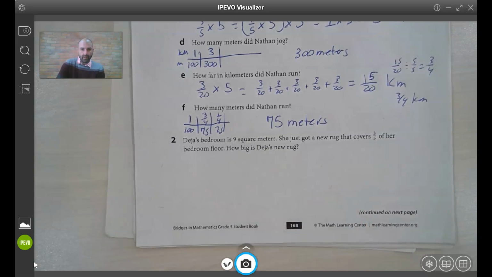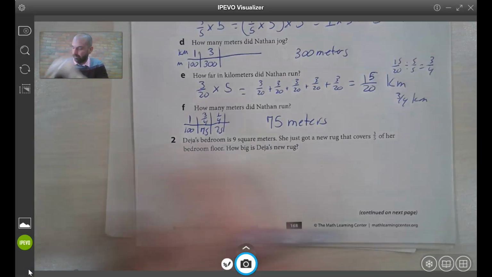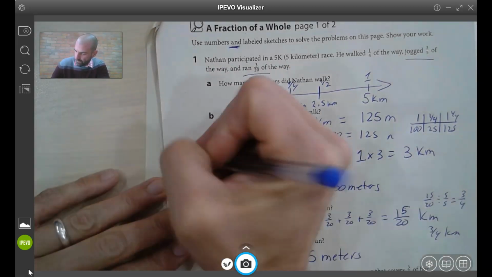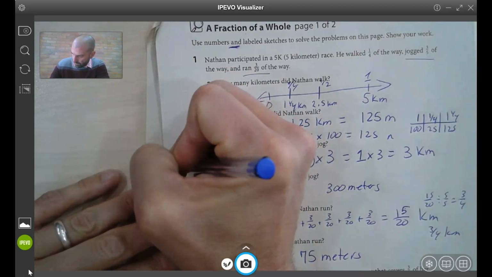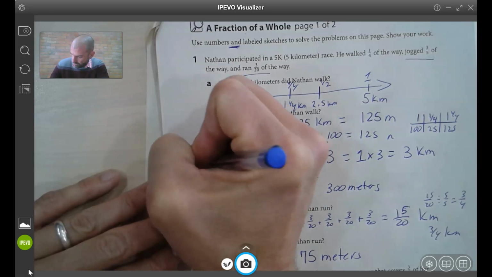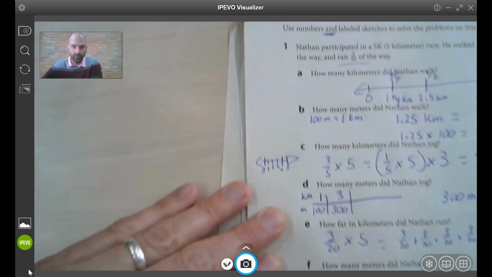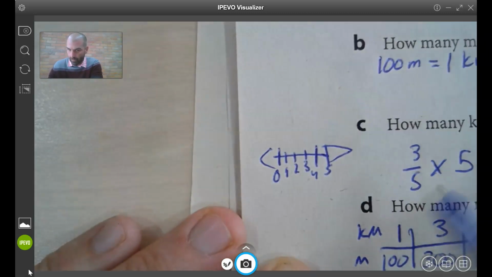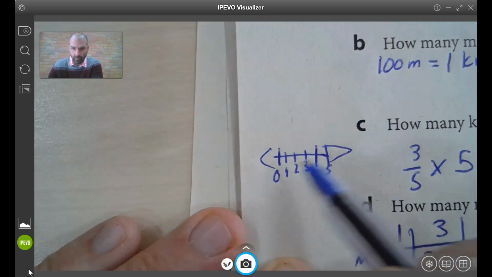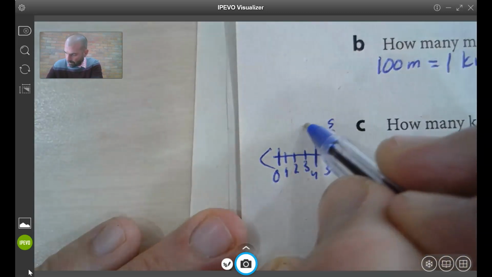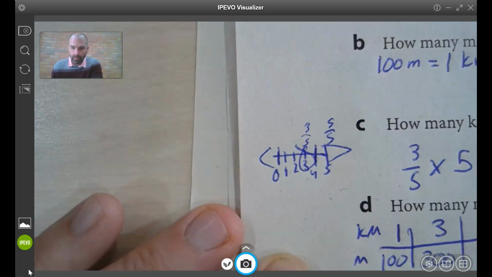Number 2, Deja's bedroom is 9 square meters. She just got a new rug that covers 3/5. I just realized that I didn't do labeled sketches. So I have to go back here. So 3/5. If I use this whole number line thing as a 1, 2, 3, 4, 5. Let's zoom in. All right, cool. So I can split those into fifths. So the whole thing is 5/5, so 5 kilometers out of 5 kilometers. So 3/5 would be 3 kilometers.